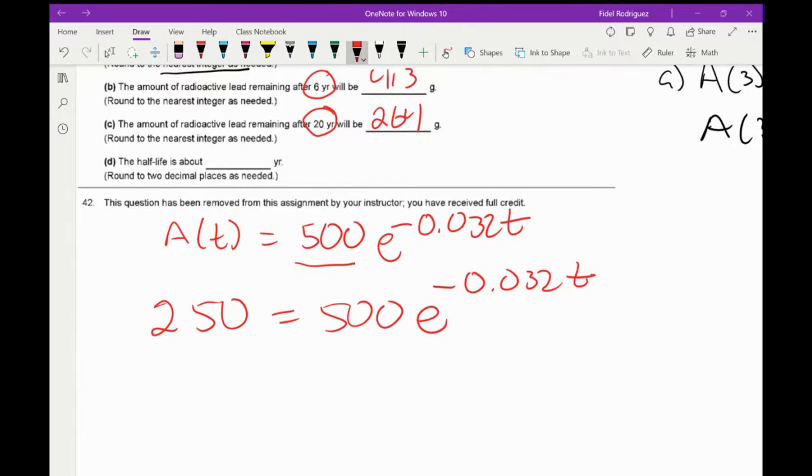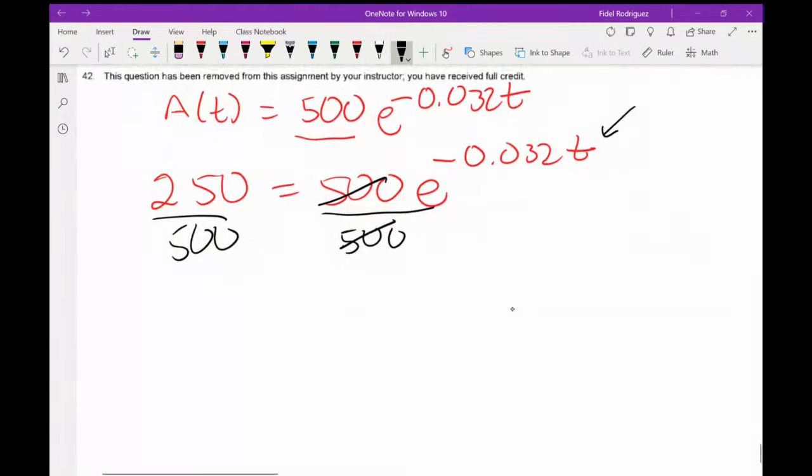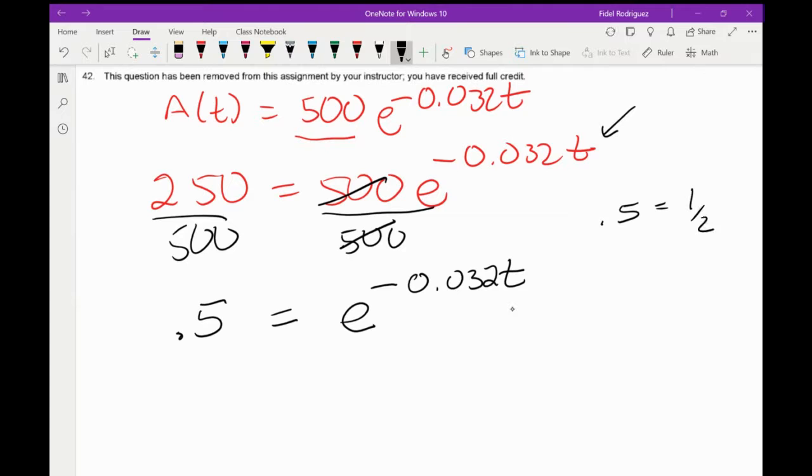All right, so now what I'm going to do here, I'm trying to solve for this guy right here. So the first thing I'm going to do, I'm going to divide both sides by 500. Okay, 250 divided by 500, y'all, is 0.5. Okay. 0.5, just in case, think about it this way, 0.5, same thing as 1/2, right? This is what we're calling the half-life.